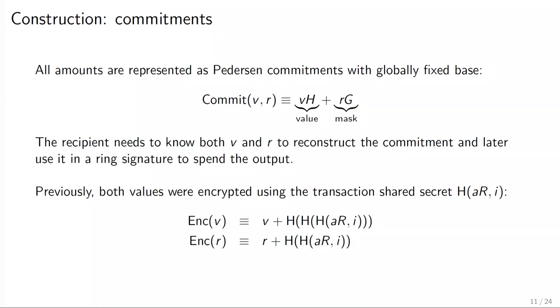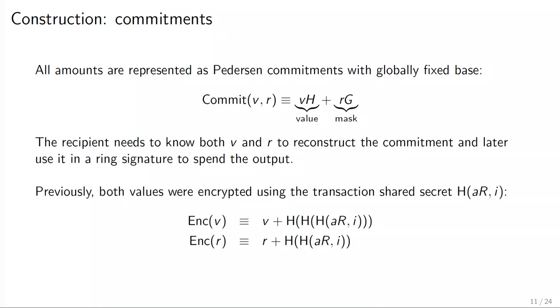Commitment's good. Like I said, all amounts are represented by an algebraic structure called a Pedersen commitment. It happens to have a globally fixed base if you care about this. But effectively what I do is I algebraically add together these things in a clever elliptic curve way, both the value and the mask. And like I said, the recipient has to know the value and the mask, V and R we call them, in order to reconstruct that commitment and later use it in a ring signature to be able to spend that output. But I want no one else to know what those values are.